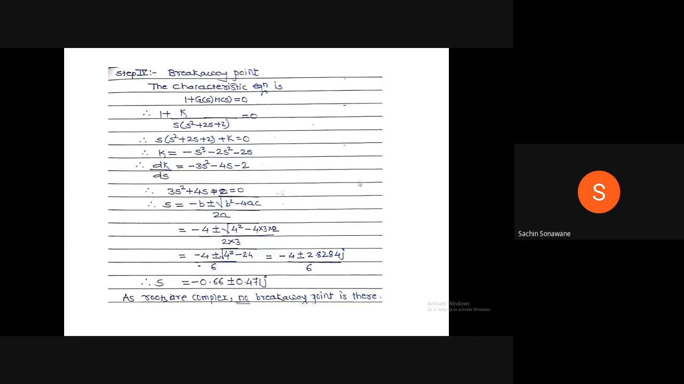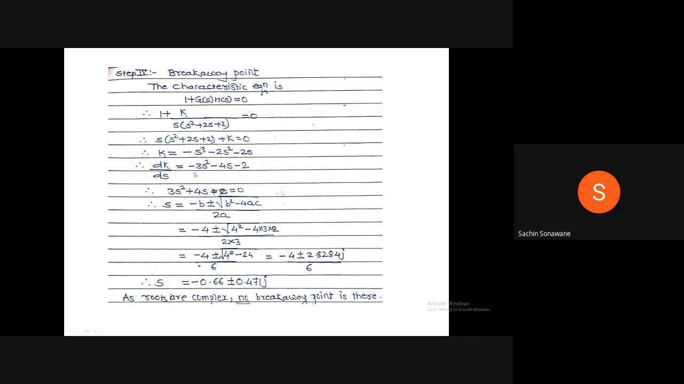Therefore, the breakaway point is given by the characteristic equation 1 plus G(s)H(s) is equal to 0. Therefore, 1 plus K divided by s into bracket s square plus 2s plus 2 is equal to 0. Therefore, s into bracket s square plus 2s plus 2 plus K is equal to 0. Therefore, K is equal to minus s cube minus 2s square minus 2s. We will take s common.